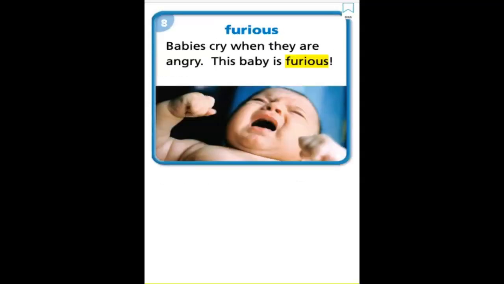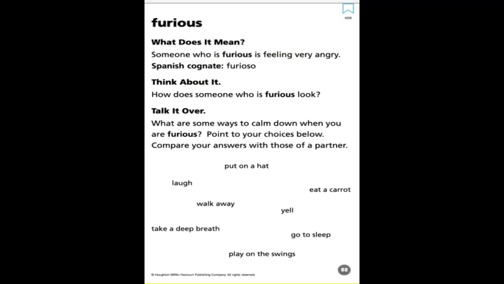Number 8, furious. Babies cry when they are angry. This baby is furious. What does it mean? Someone who is furious is feeling very angry. The Spanish word is furioso. Think about it. How does someone who is furious look? So what would their face look like if they were furious? Talk it over. What are some ways to calm down when you are furious?